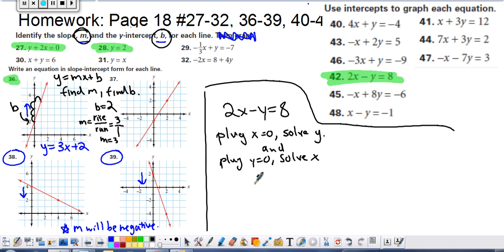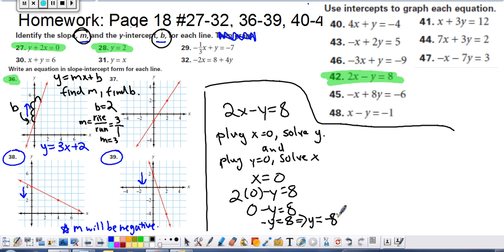First, I'm going to plug in x equals 0. I get 2 times 0 minus y equals 8. 0 minus y equals 8. Negative y equals positive 8. So positive y equals negative 8. So my first point is (0, negative 8).